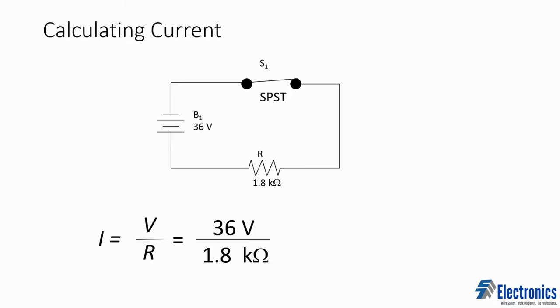And if you remember your SI notation, 1.8 is not just the value 1.8, it's 1.8K, which is 1,800 ohms. If you use your calculator, you'll get an answer of 0.02, in this case amps, because we're solving for current, which again, using SI notation, is better written as 20 milliamps.